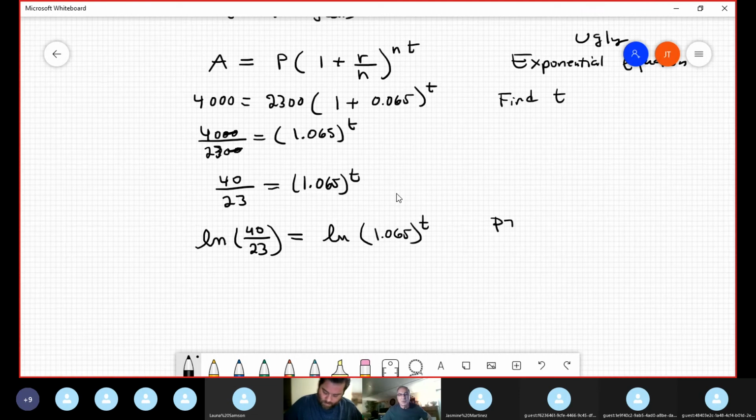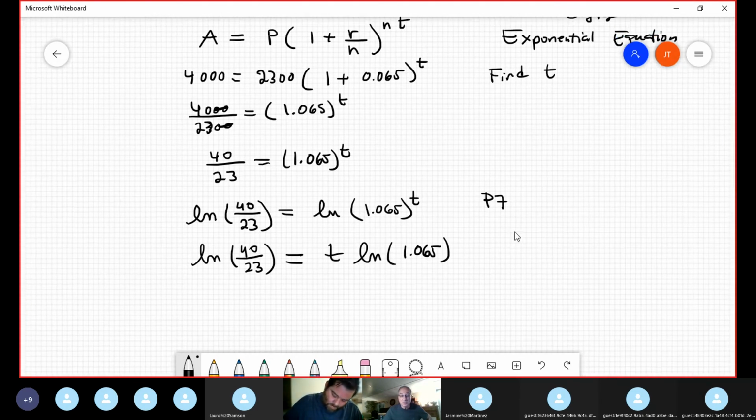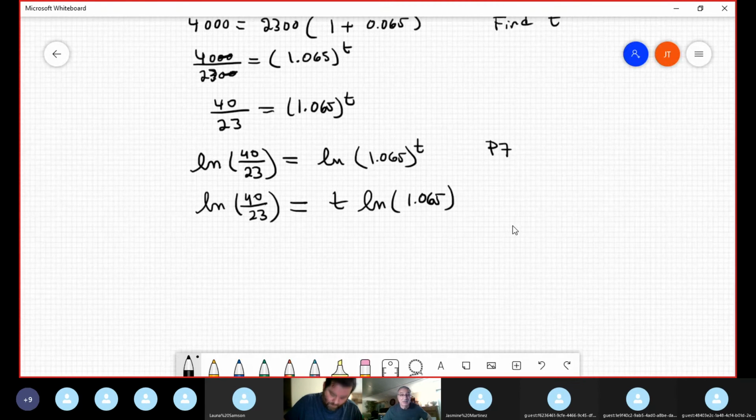So I apply one more time the property 7. The property 7 allows me to put the time like a factor here. So we have logarithm of 40 divided by 23 is equal to t times logarithm of 1.065. Finally, divide both sides by logarithm of 1.065 because I want to solve for t.